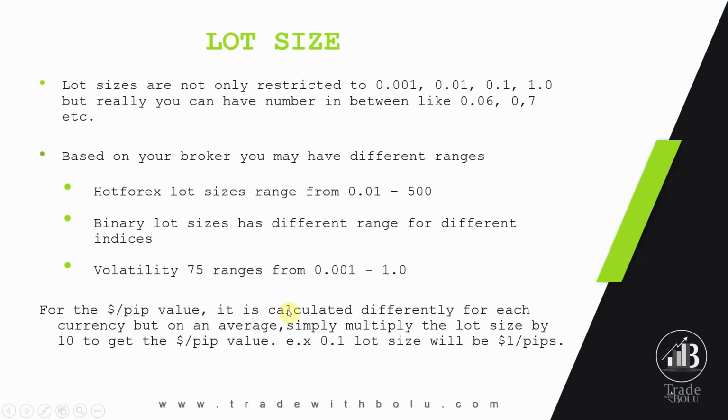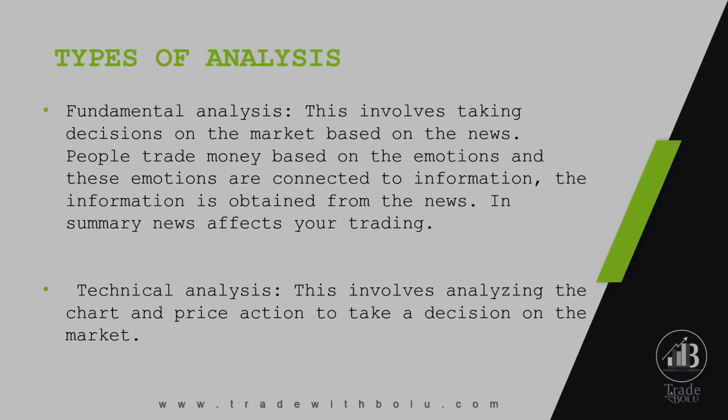For the pip value, it's calculated differently for each currency, but on average, simply multiply the lot size by 10 to get the equivalent monetary value. For example, 0.1 lot size would give you $1 per pip. That's exactly what we're trying to throw out to you here, but I'll show you guys what this means on the market.